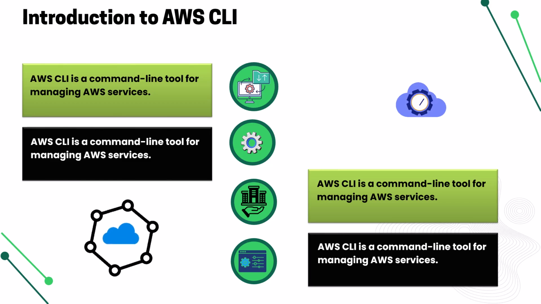Let's talk about AWS CLI. The Swiss Army knife for AWS management. It's a powerful tool that helps automate tasks, making life easier for developers and administrators. Whether you're managing IAM, EC2, or S3, AWS CLI has got your back. And trust me, once you get the hang of it, clicking around in the AWS console will feel like using a flip phone in the smartphone era.